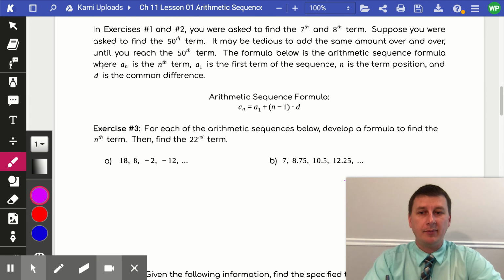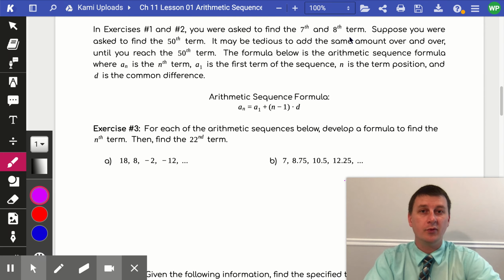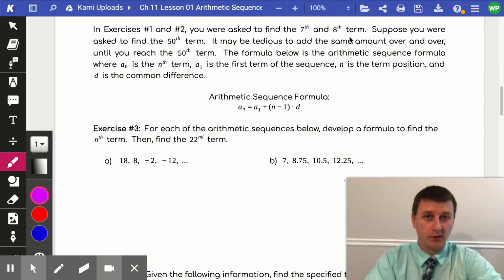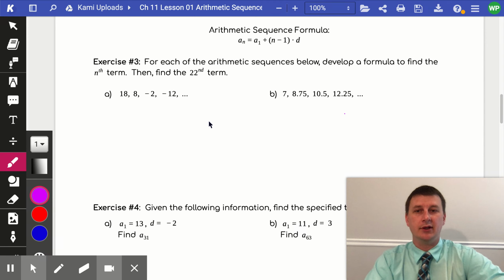So it's representing where a sub n, this is a subscript, so we call this a sub n right here, is the nth term. Oh, so instead of writing the nth term, we can write a sub n. A sub 1 is the first term of the sequence, so right here. N is the term position, so whether it's the first term, second term, third term, the third term would be n equals 3, the fourth term would be n equals 4, the fifth term would be n equals 5, and so on. And d is the common difference, so instead of having to write out common difference, we could just write d equals.